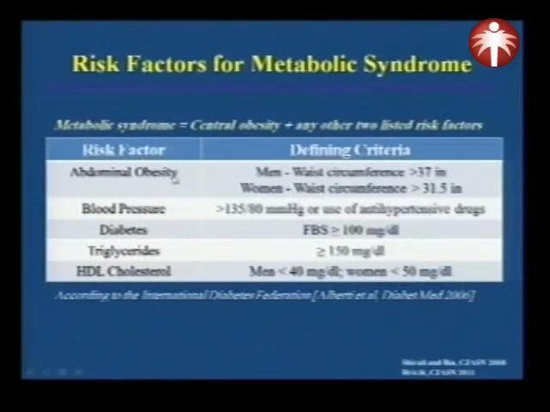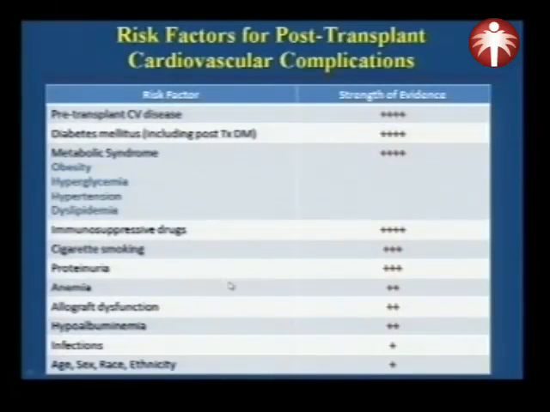And when you have abdominal obesity, anything of waist circumference more than 37 inches in men and more than 31.5 inches in women, blood pressure more than 135/80 or on antihypertensive medication, diabetes, triglycerides or high density lipoprotein cholesterol. So any two of these plus central obesity constitute a metabolic syndrome in such patients. And the reason I'm mentioning this is because it is a major risk factor in transplanted patients.